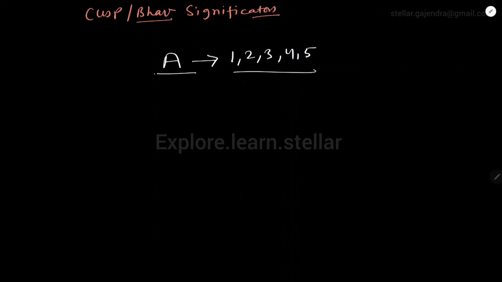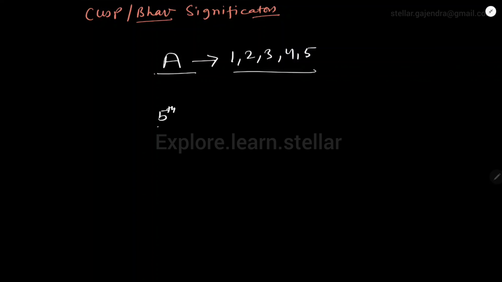So, what is the basic difference between the planet significators and the cusp significator? To understand that, let's assume that we have a planet A, which becomes the significator of cusp 1, 2, 3, 4, and 5. So we can say this planet A in its dasha, bhukti and antara will give the results of these bhavas.